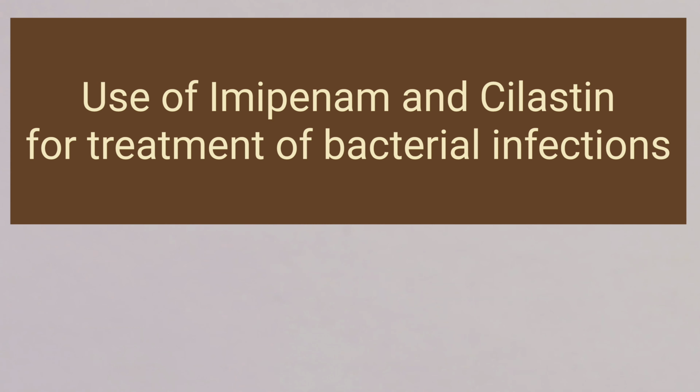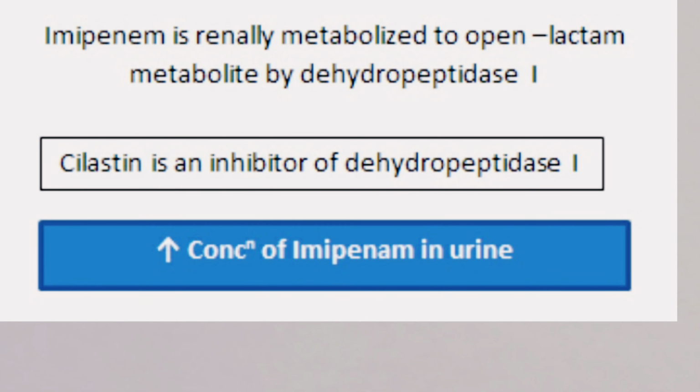Third example, the combination of imipenem and cilastatin for the treatment of bacterial infections. Imipenem is metabolized to open beta-lactam metabolite by dehydropeptidase 1 enzyme present in the luminal membrane of the proximal tubular cells. Cilastatin, by inhibiting the dehydropeptidase enzyme, increases the concentration of imipenem and increases the efficacy of imipenem as an antibacterial agent and is used for the treatment of various bacterial infections.